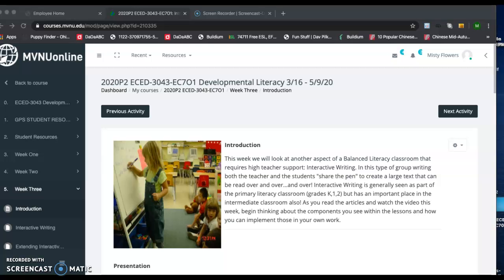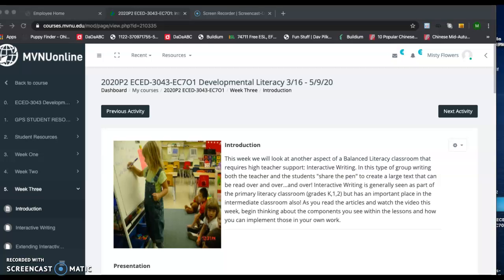This week we're looking at another component of a balanced literacy classroom, and we're going to be looking at interactive writing. Interactive writing is where the teacher and the students are sharing the pen. This is where the teacher really has to know what each child knows.